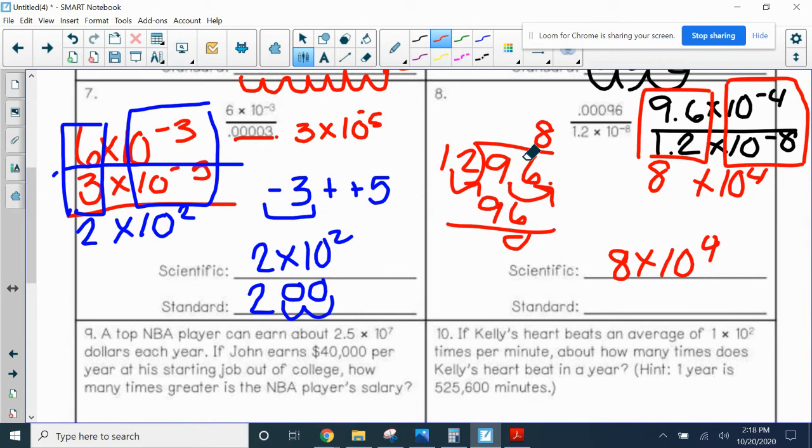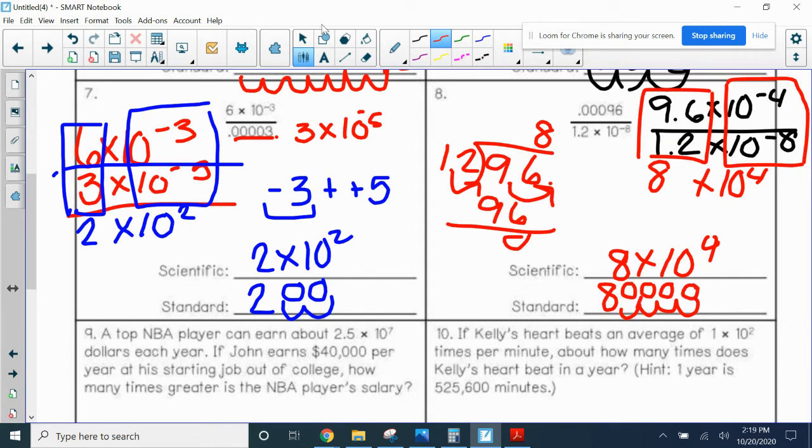So then our last step is to go ahead and turn that into standard form. Well, I have a positive 4, so I know that means that my standard form needs to be much greater than 1. So I need to move that decimal 1, 2, 3, 4 positions to the right.